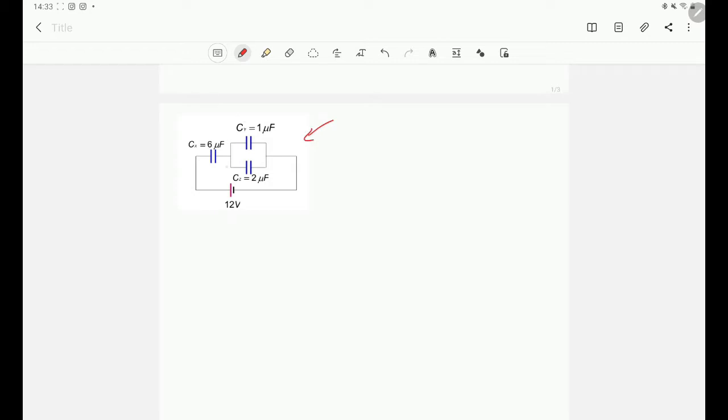So CY and CZ is a parallel, and CX to the CY and Z is a series. So we find the C effective first. So CYZ is equals to CY plus CZ. So CY is 1 microfarad plus CZ is 2 microfarad. So you get 3 microfarad.